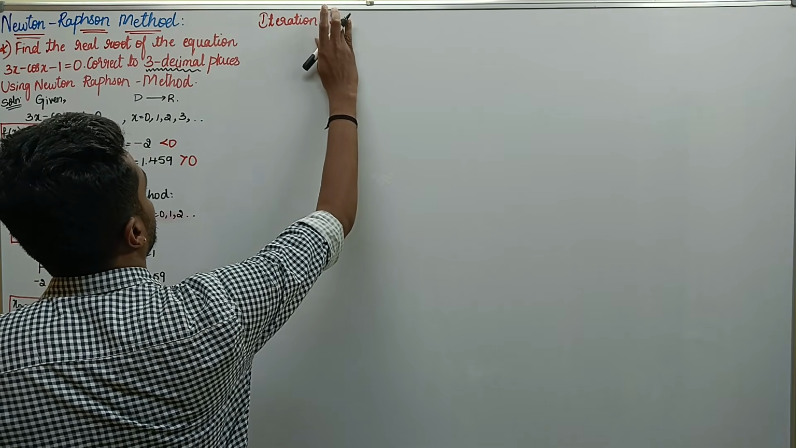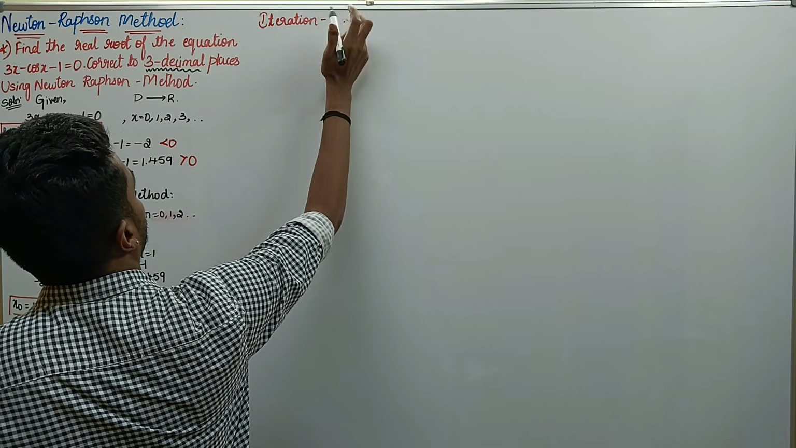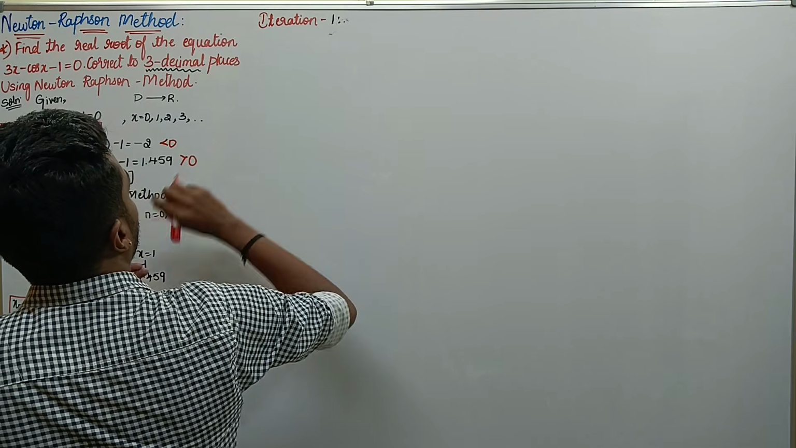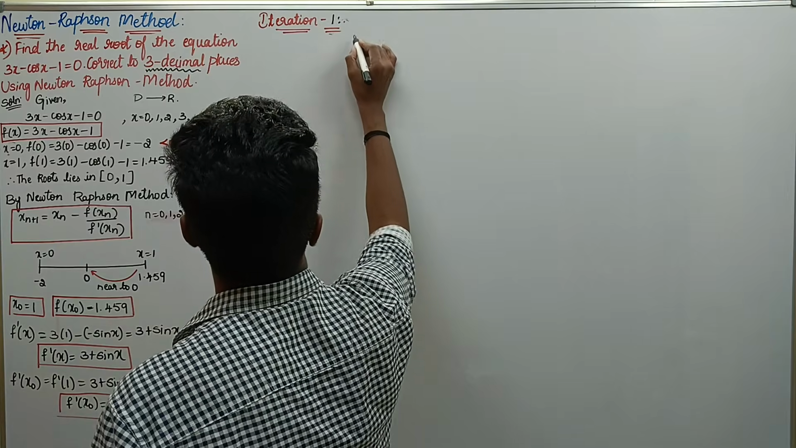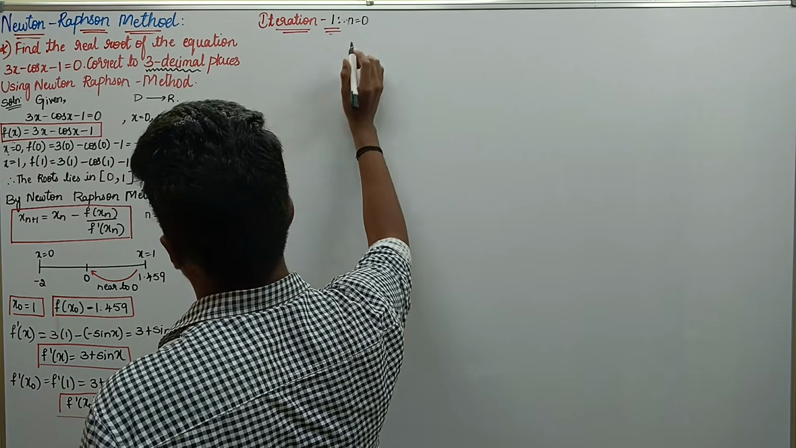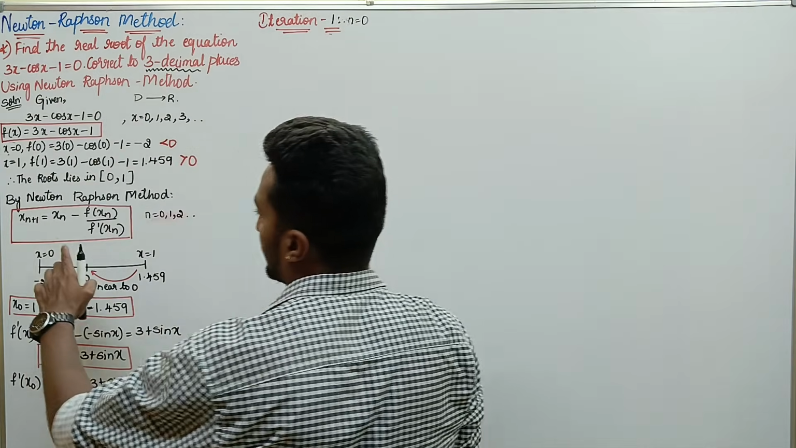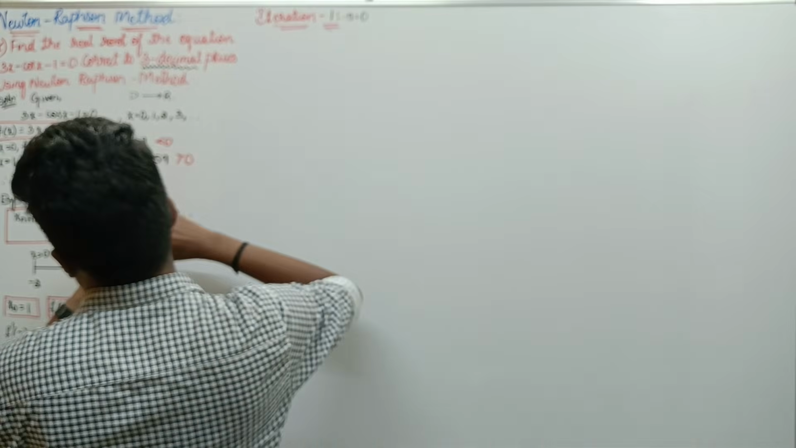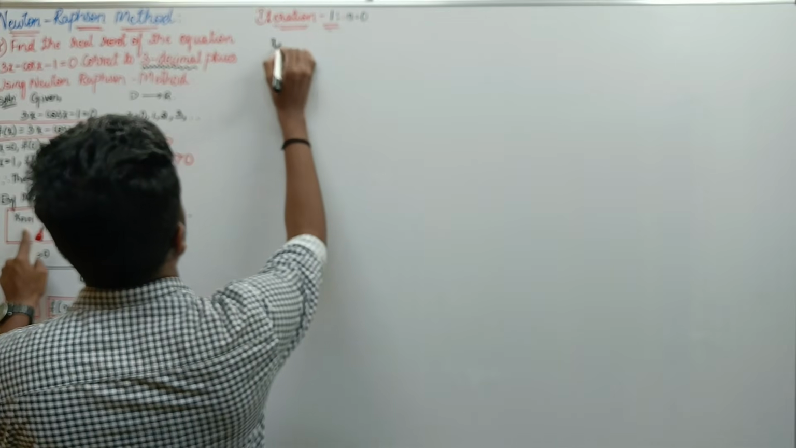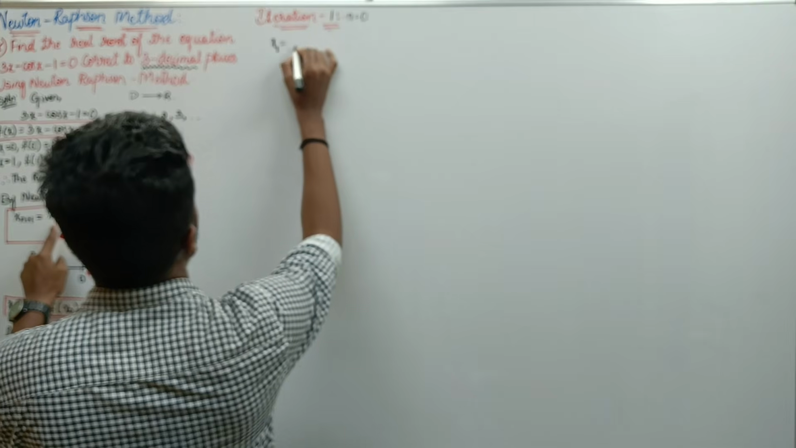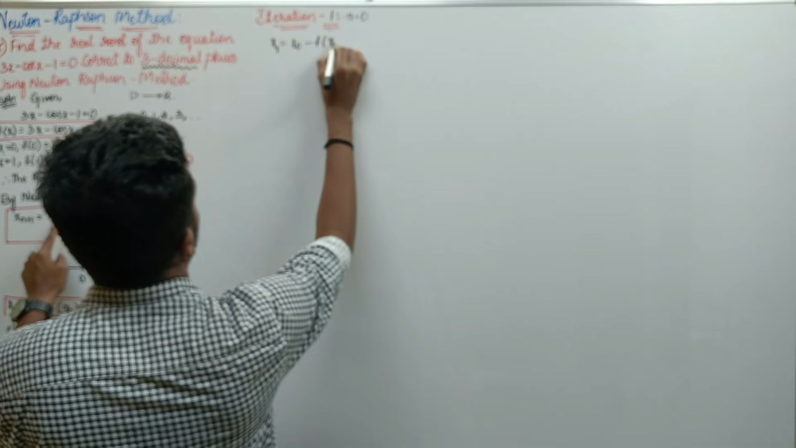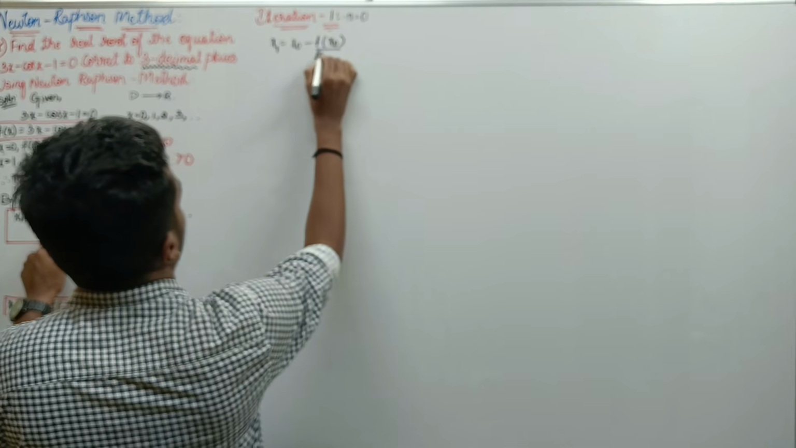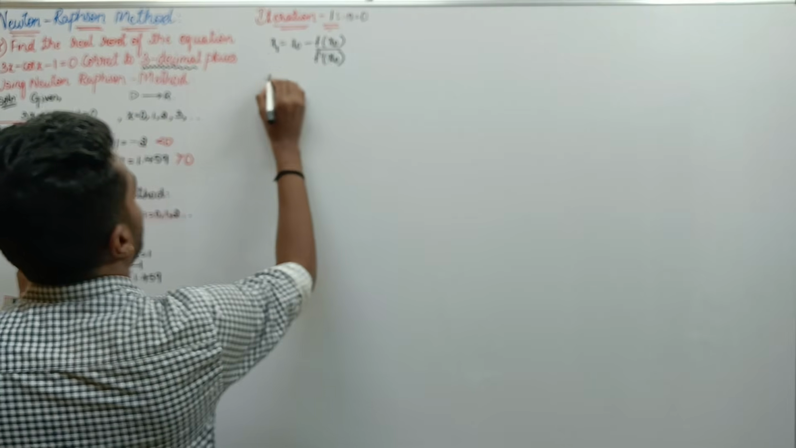Okay, let us represent numerically. It is iteration number 1. After representing iteration number 1, now n will be equal to 0. Now let us represent the formula. Okay, first, that is 0 plus 1, x1 is equal to x naught minus f of x naught divided by f dash of x naught.